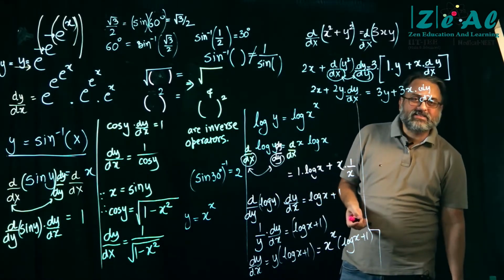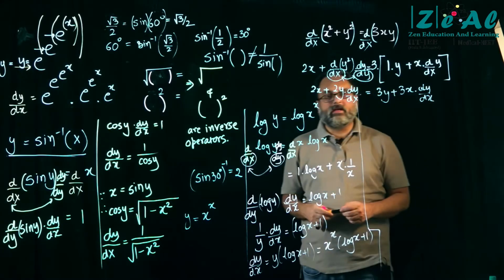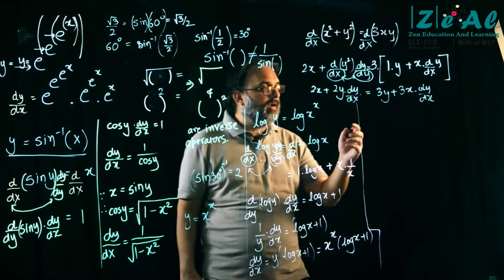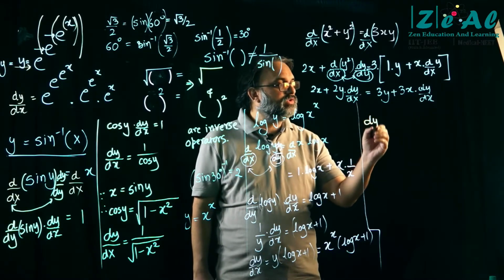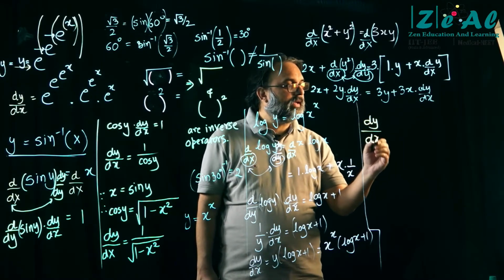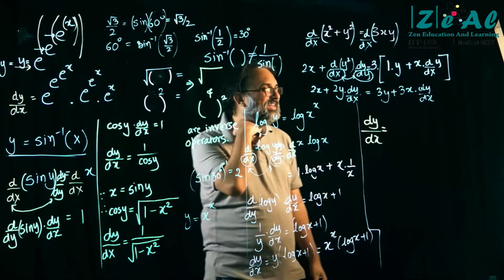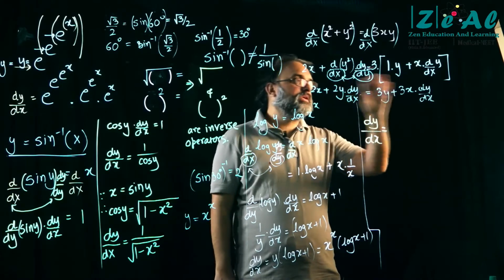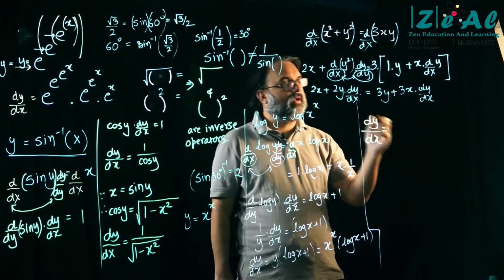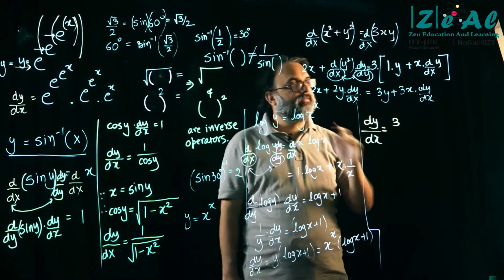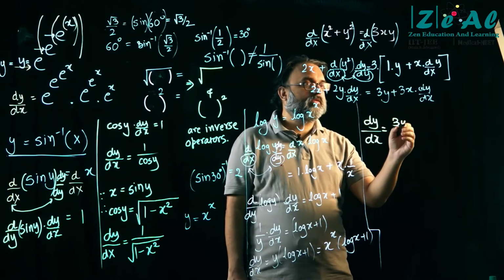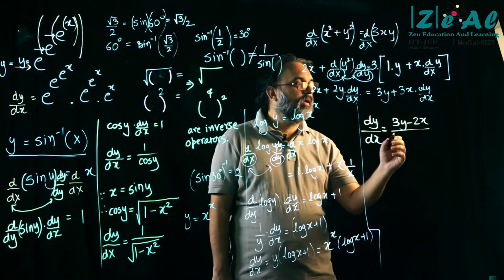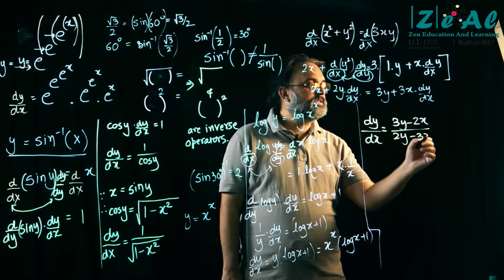Now we were tasked with finding dy by dx, and we end up with an equation where now what I can do is rearrange and write that dy by dx is equal to, I can either take this term to the right or I can take this term to the left. I'll take this term to the left, and I end up with 3y minus 2x whole divided by 2y minus 3x.